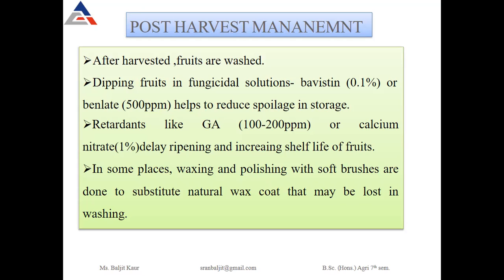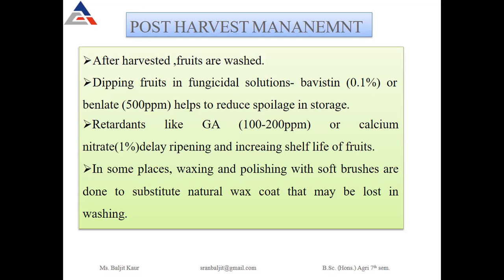Then we have to dip the fruits in fungicidal solutions of Bavistin or Tanlate, which will help to reduce spoilage during storage. We can apply retardants like gibberellic acid or calcium nitrate. It will help in delaying the ripening and increase the shelf life of the fruits. And in some places, waxing and polishing of the fruits with soft brushes is done to substitute the natural wax coat that may be lost in the washing.